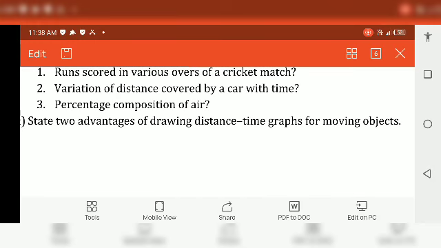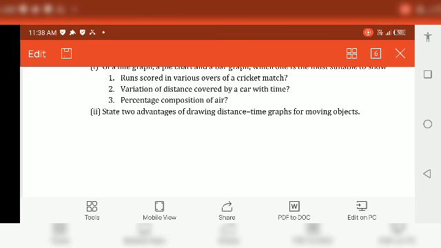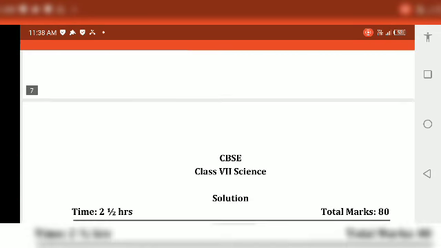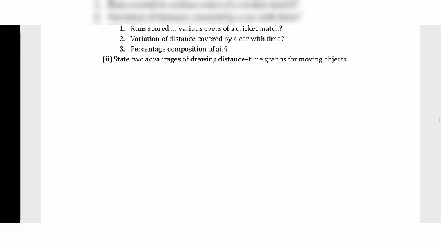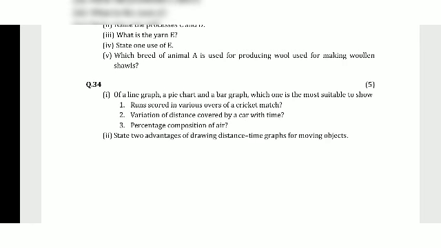State two advantages of drawing a time graph for moving objects. Answer for this is: from a distance-time graph we can find the distance moved by an object at any point. Thank you.